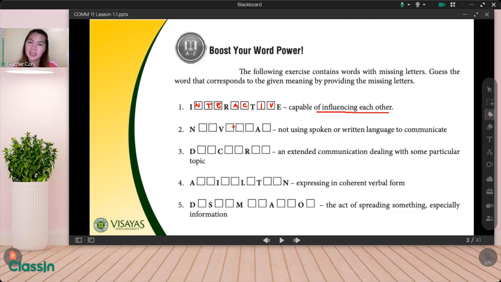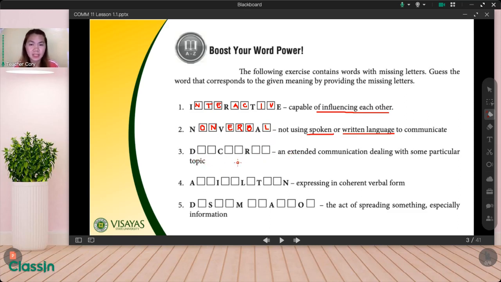And how about the second item? This starts with letter N. I think this is very easy. This means not using spoken or written language to communicate. So what is this? This is non-verbal. I think this must also be specified as non-word. Okay, non-verbal.